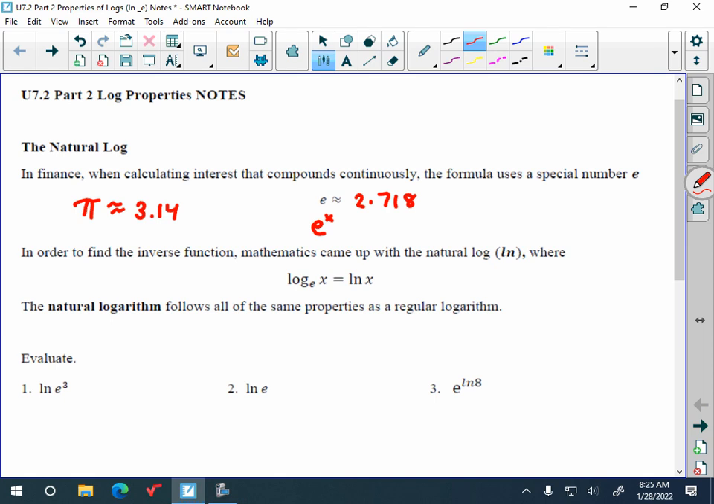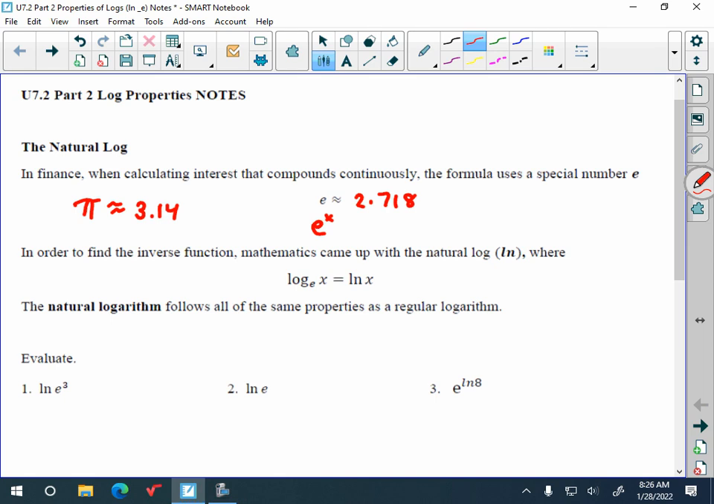Now, this e number is used when we talk about finance. Usually, we're going to use it when we talk about investing money, and we talk about compound interest. This number e is used in a formula, and then we can calculate the interest or the time that it takes to get a certain amount of money once we invest it. All right, so this number e is going to come back into play.